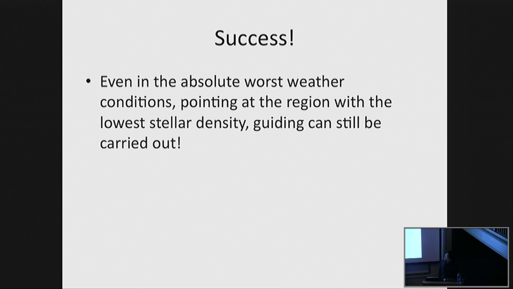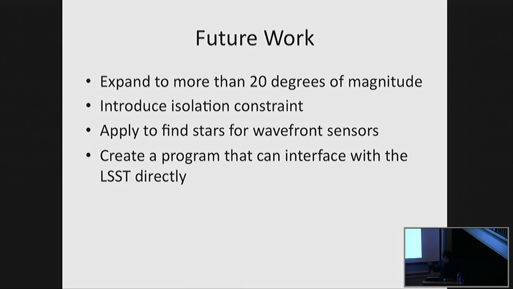So the main conclusion is that even in the worst weather condition, pointing at the region with the lowest stellar density, which is the galactic North Pole, guiding can still be carried out. And that's really good. So future work will hopefully expand this to more than the 20 degrees of galactic latitude that I presented here.